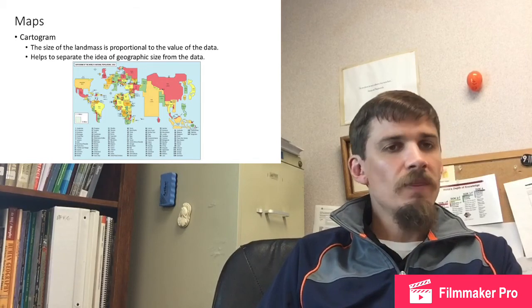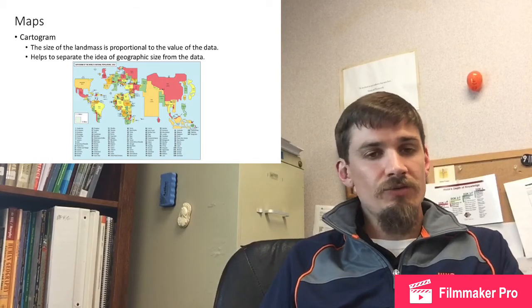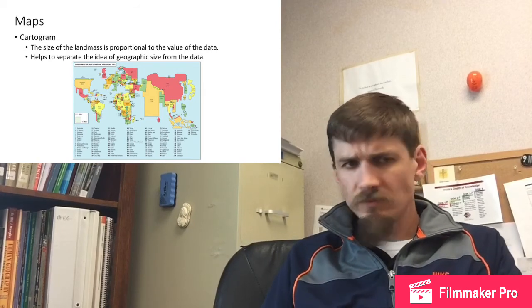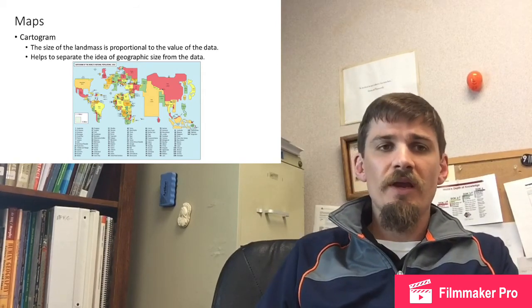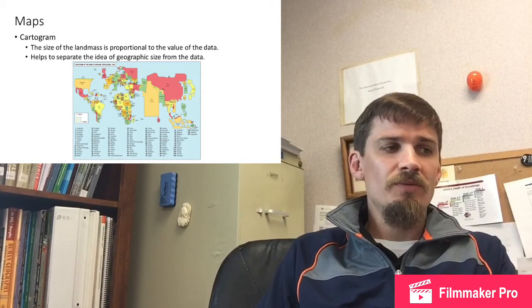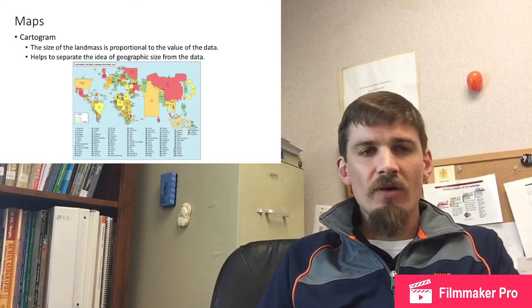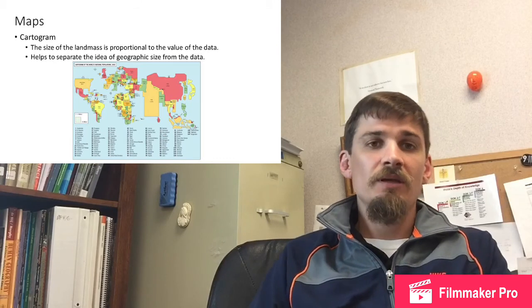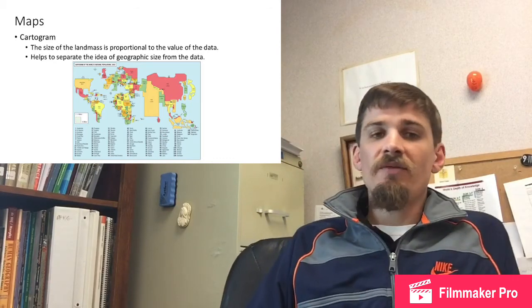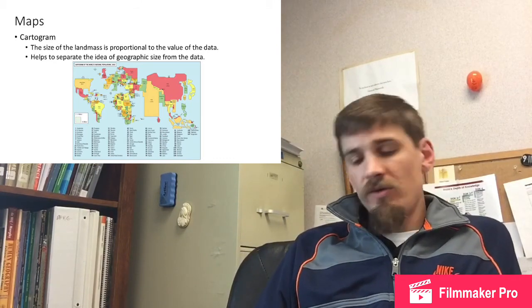Same thing with Russia. Russia is a very large country geographically speaking, largest country in the world in terms of land area, yet on this map it's represented relatively small. So it helps us to have a better understanding of what's happening in those spaces to disassociate the idea of size from either value or how often something is happening in that space.